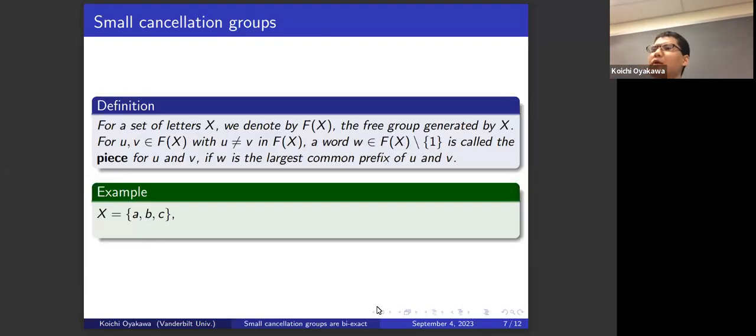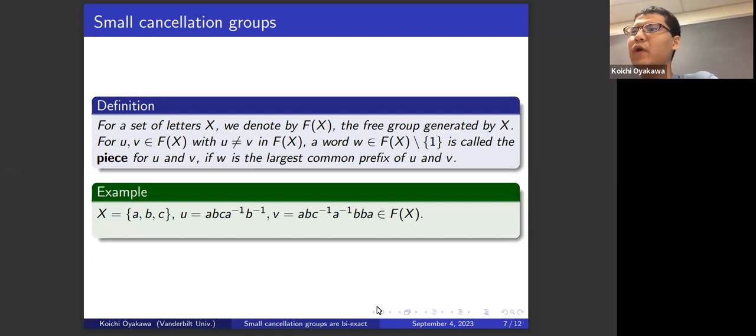For example, when there are 3 letters, so F(X) is F_3, and when we are given two words u and v as follows, the first letter and the second letter, a and b, are common between u and v, but the third letter is c in u and c inverse in v, so these two are different letters. That's why a piece of these two words is ab.